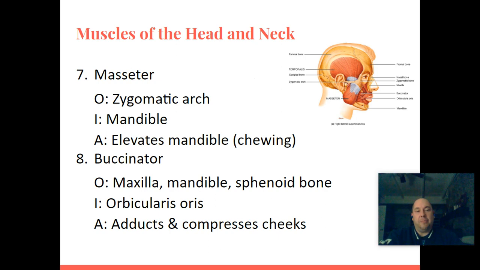The next one is called the buccinator, and it's from the buccal region, which, if you remember from the first chapter, are your cheeks. So the buccinator sucks your cheeks in like you're sucking on a straw. This muscle has its origin along a couple different bones. It goes from your mandible and your maxilla and your sphenoid bone, and it inserts onto your orbicularis oris, which is the muscle around your mouth. And what it does is it sucks your cheeks in like that.